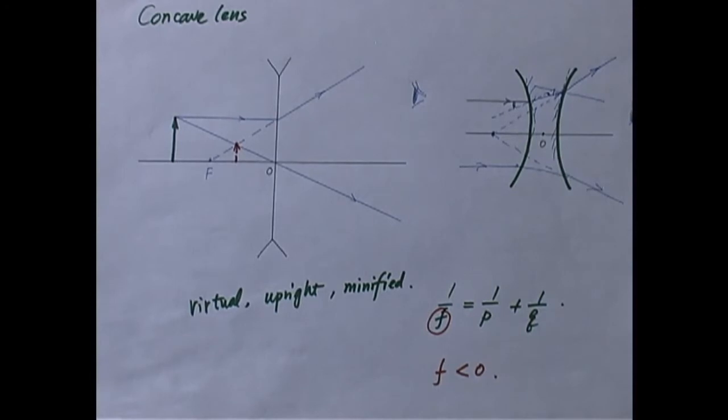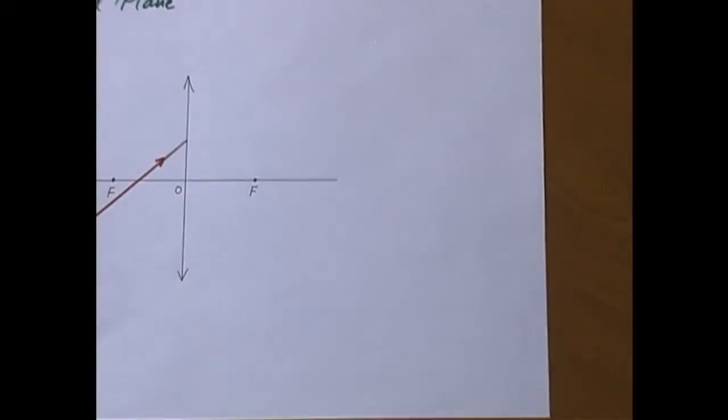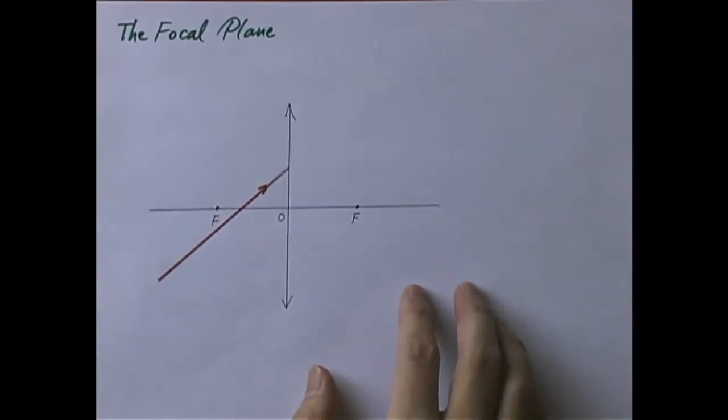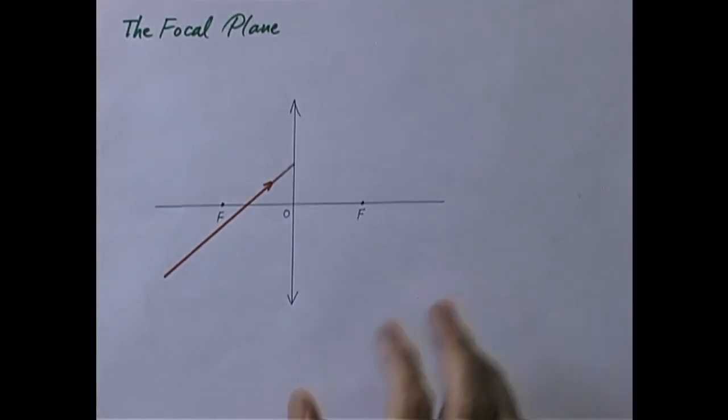So these are discussions of spherical lenses. I have a couple of cases that I want you to pay attention to as well. One is the idea of the so-called virtual focal plane. With the idea of a virtual focal plane, you can ray trace any light rays.